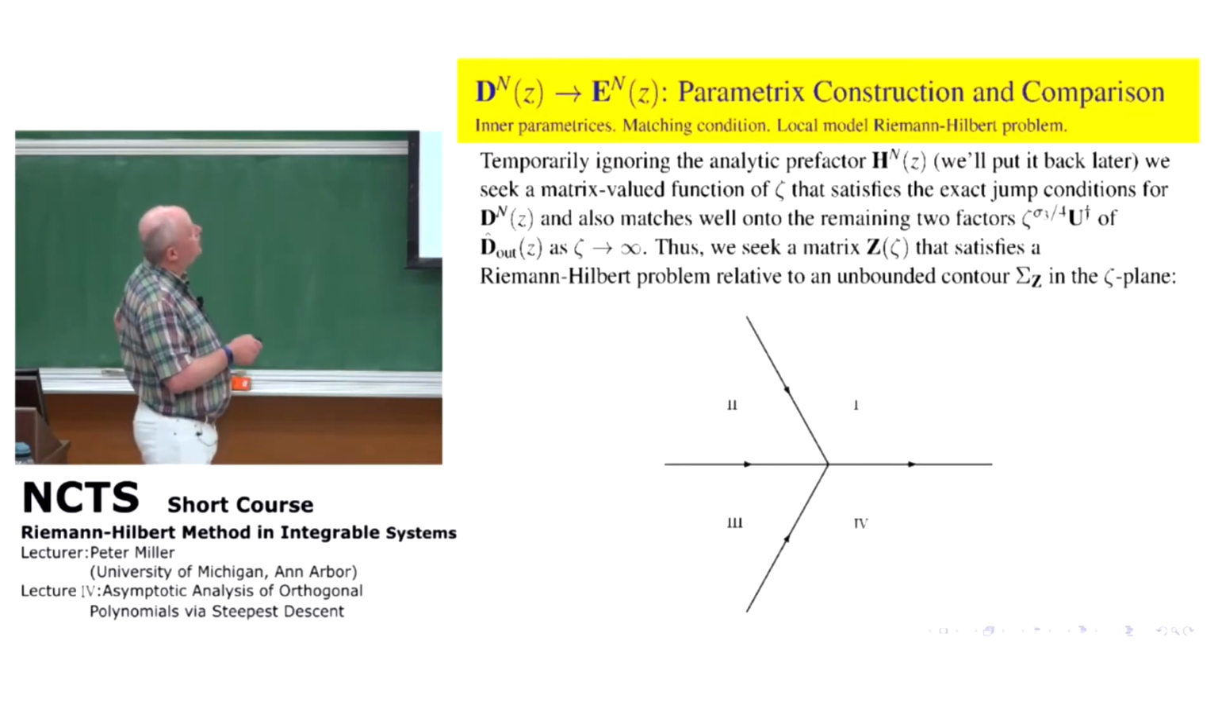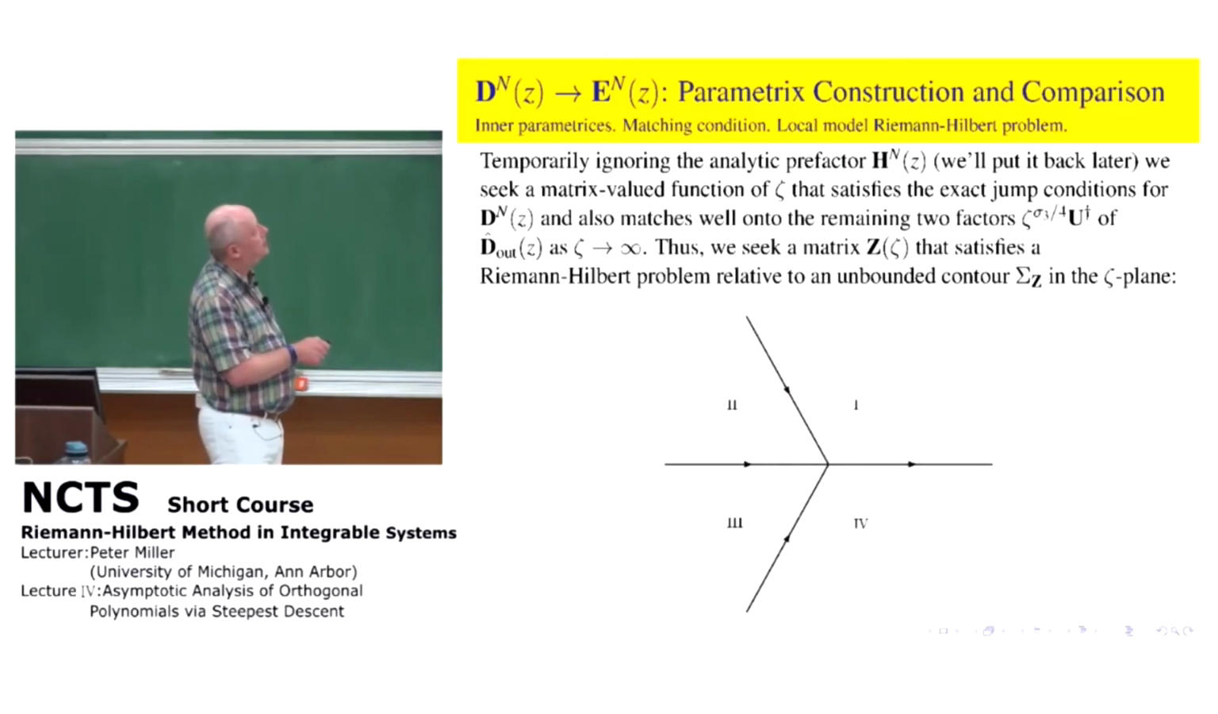Let's temporarily ignore that analytic prefactor, H_n(z), because we're going to put it back in later. What we're going to do is look for a matrix-valued function of zeta that satisfies the exact jump conditions for D_n written in terms of zeta, but also should match well onto the remaining two factors of our formula for the outer parametrix as zeta goes to infinity.